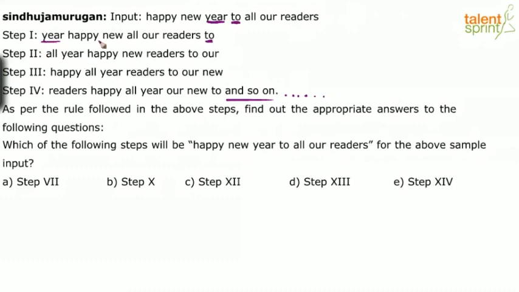So from step 1 to step 2, if you see the changes, here we have brought all to the first position. All is the fourth word. And hour to the last position, which was the fifth word. Remember, in the first step, we moved the third and fourth positions. Now we are moving the fourth and fifth positions. You see, all has been brought to the first position, hour has been brought to the last position, and then everything else remains the same. Year, happy, new, readers, to.